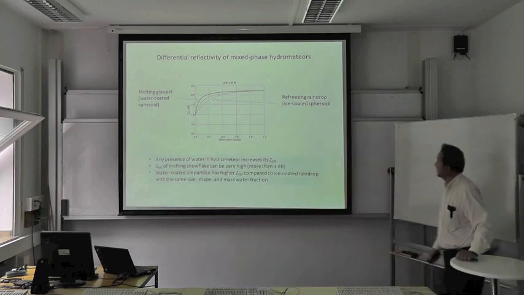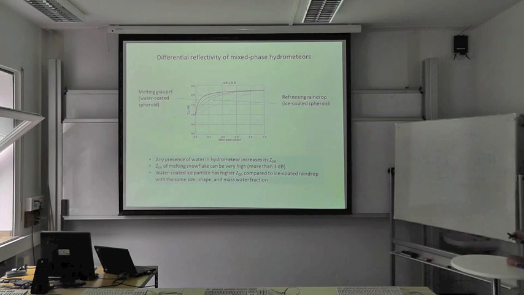Also, if we have mixed-phase hydrometeors, then it depends whether we have a water-coated spheroid or an ice-coated spheroid with the same fraction of water. If you have melting graupel, for example, graupel that falls through warm air and melts, then we have a very strong dependence of the differential reflectivity of graupel on the mass of water acquired during this melt. However, if we have a freezing raindrop, for example a raindrop lofted in the updrafts, supercooled raindrops, they start freezing from the outside, so the ice is on the outside. And again, for the same size of these particles, even for the same mass of water, differential reflectivity makes a distinction between these two.